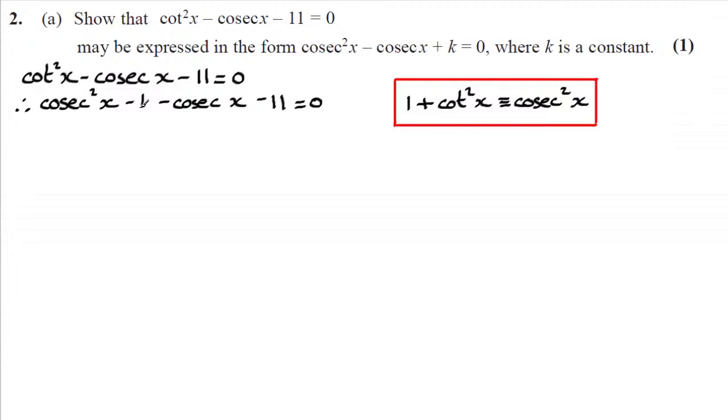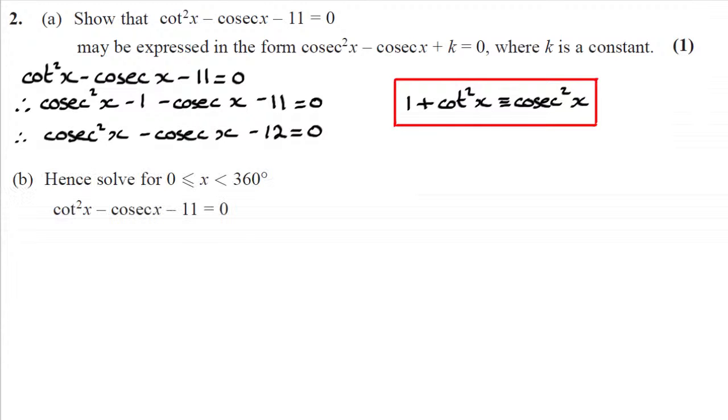And that's what I've done. So when you simplify this, minus 1 minus 11, you're going to get minus 12. So that constant k is going to be minus 12. Nice easy one there. Well, this was part A anyway of this question. So obviously there was another part, and that's what we're going to be moving on to next.